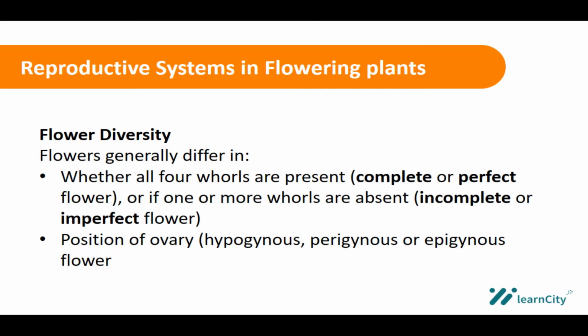Then we could also have flowers based on the position of the ovary. We discussed this in our previous video. We could have a hypogynous flower, perigynous flower, or an epigynous flower. Or we could say we have superior ovary, half inferior ovary, and an inferior ovary. So that's based on the position of the ovary. So we could have different types of flowers based on the position of the ovary.